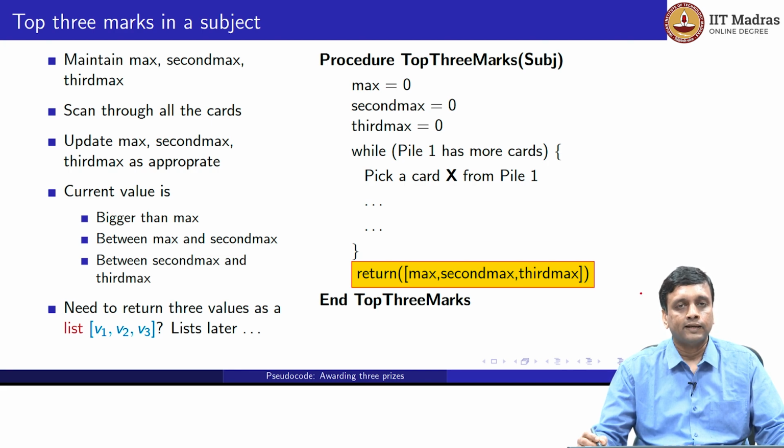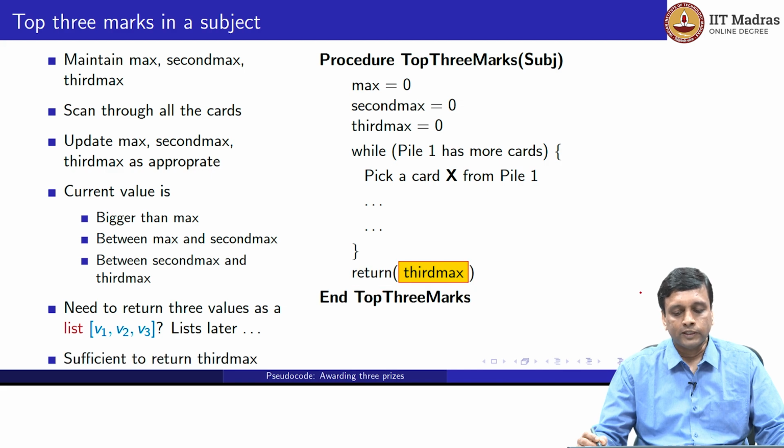We just need to know that they are within the top 3. So fortunately for us, we can replace this list by just a single value, the third max, because once we know the third max, we can discover whether the person is a subject topper without having to go through this other information. So with this procedure, we now know how to compute the top 3 marks and in particular return the third max marks.